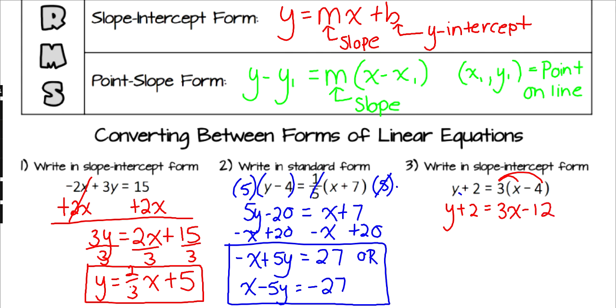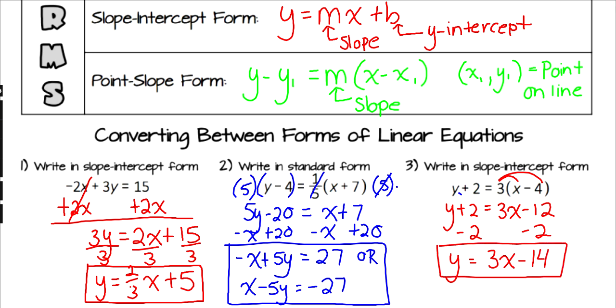And then I need to isolate that y again. So I'm going to subtract 2 over to the right-hand side so that I get y equals 3x minus 14. Once that y is isolated and I've got mx plus b on the other side, I am in slope-intercept form. And then we can use those things to help us start graphing.